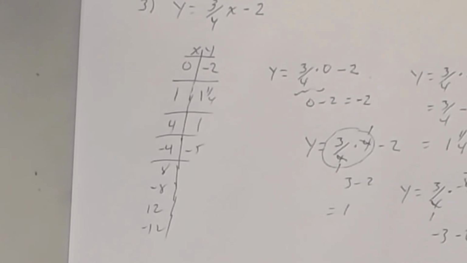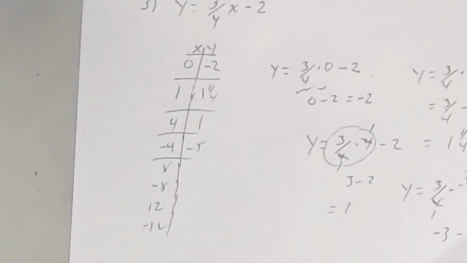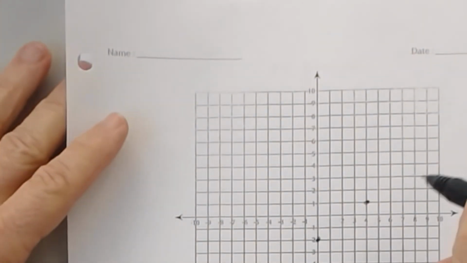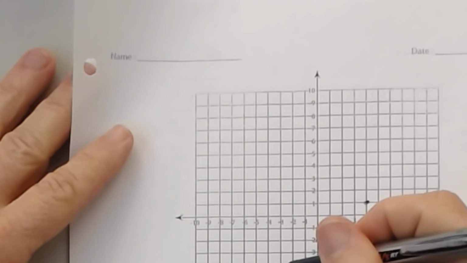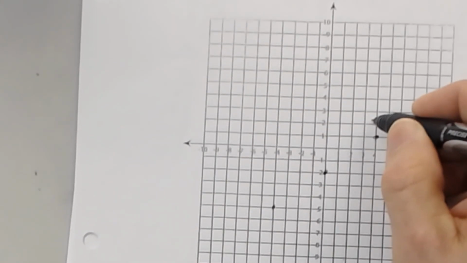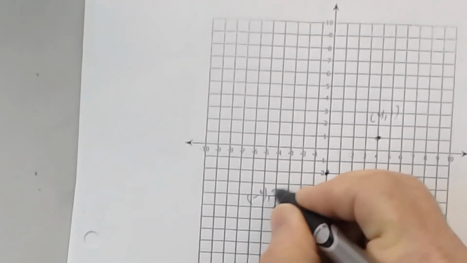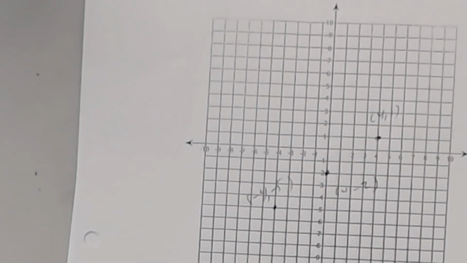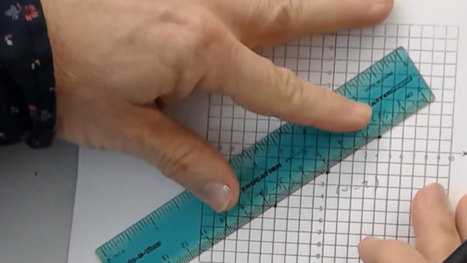And so I can plot the points now. So if I plot the points, I get 0, -2. I've already done that. 4, 1 is in quadrant 1. And -4, -5. So I go to the left 4 and then what? Down 5. Now if it says label, just make sure you label. So you're gonna say 4, 1, 0, -2, -4, -5, just like this. And then you just draw your line and you're done. Just draw your line and you are done.